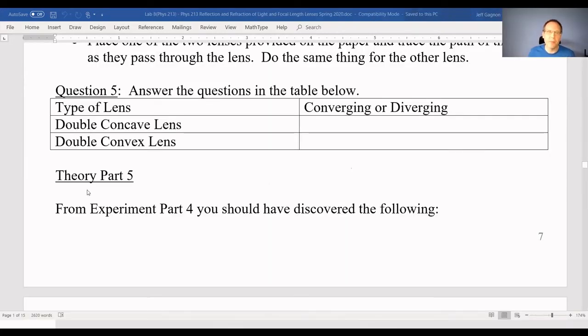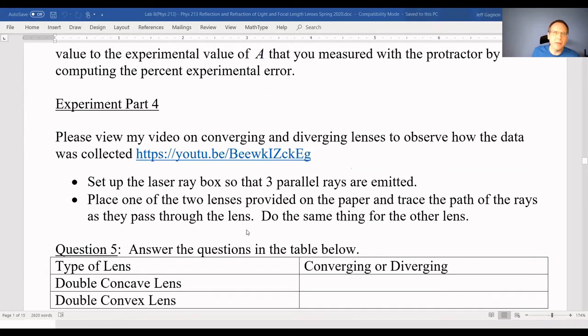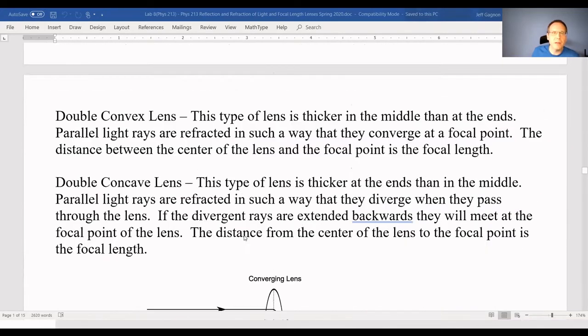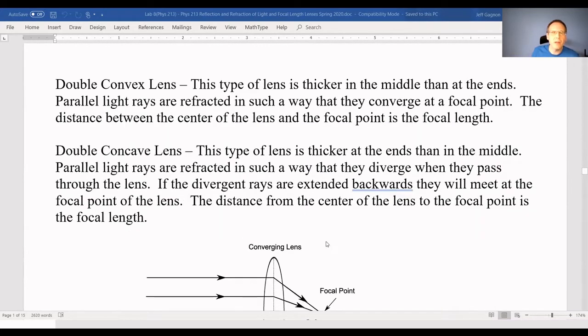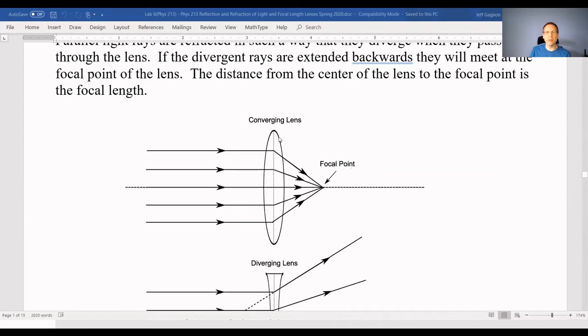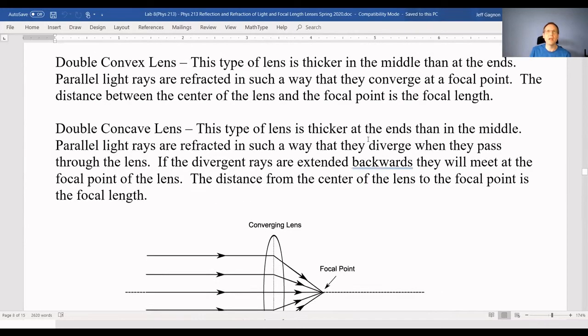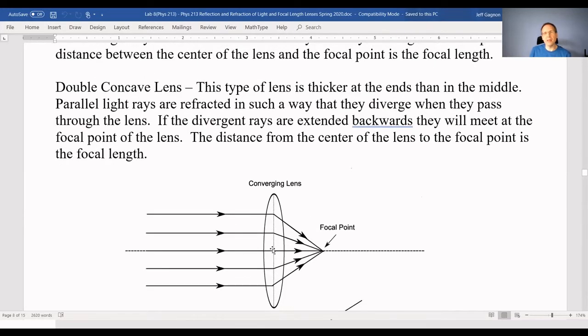So for part 5, the double convex lens is basically a lens consisting of 2, you can see it right here, consisting of 2 convex sides, so convex, convex. And you can think of it as it's thicker in the middle, thinner at the edges. So thicker in the middle, thinner at the edges.